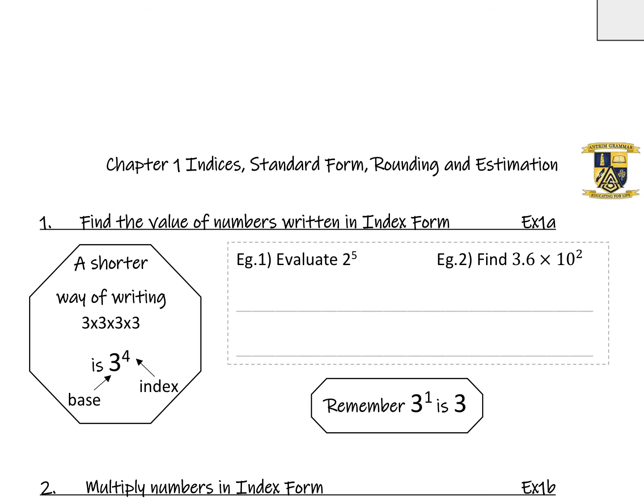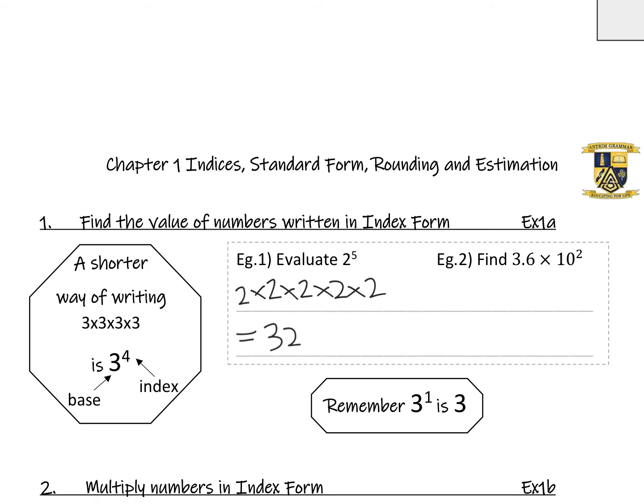2 to the power of 5 means 2 multiplied by 2, multiplied by 2, multiplied by 2, multiplied by 2. You should ensure that 2 is there 1, 2, 3, 4, 5 times. And if you multiply 2 to the power of 5, you get 2, 4, 8, 16, 32 as your answer.